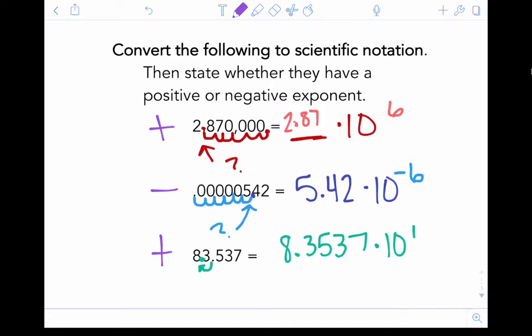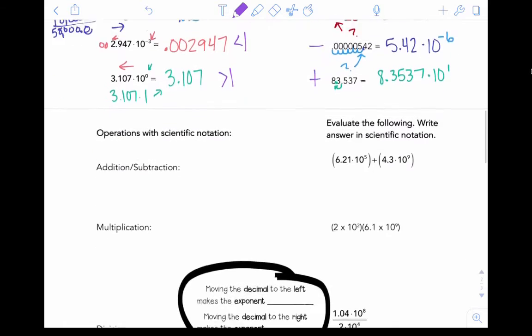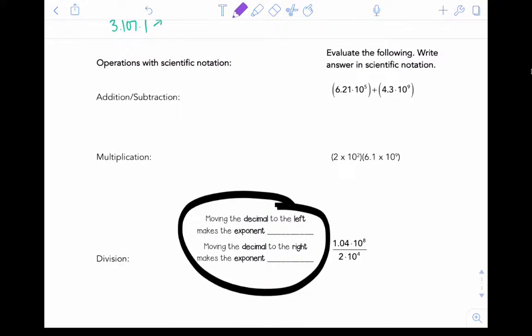All right, now we are going to move on to the back of this. Now that we have this solid foundation of what scientific notation is, we're going to go on and perform operations with scientific notation. So we're going to do some addition and subtraction, and then some multiplication and then some division.